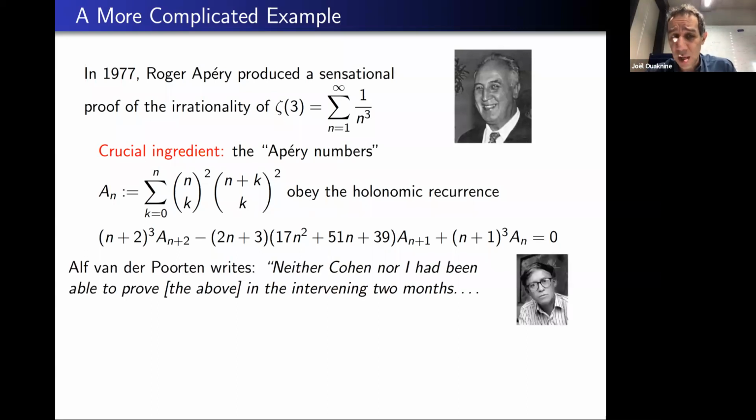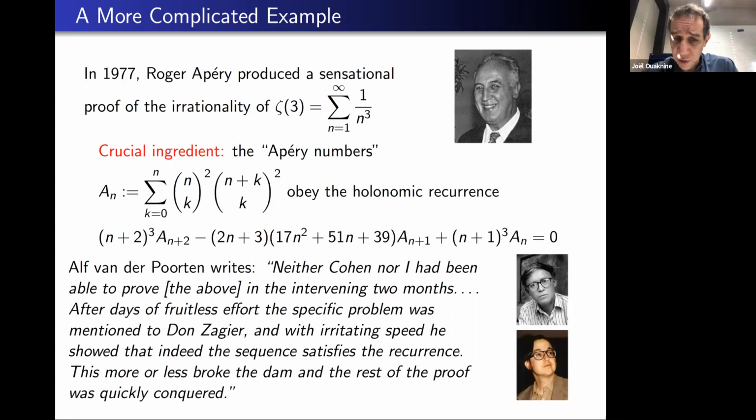So van der Poorten worked with another number theorist, Henri Cohen, and they tried to prove that these Apéry numbers obey this holonomic recurrence. Van der Poorten writes, neither Cohen nor I had been able to prove the above in the intervening 2 months before the International Congress of Mathematicians. After days of fruitless effort, the specific problem was mentioned to Don Zagier, and with irritating speed, he showed that indeed the sequence satisfies the recurrence. This more or less broke the dam, and the rest of the proof was quickly conquered.